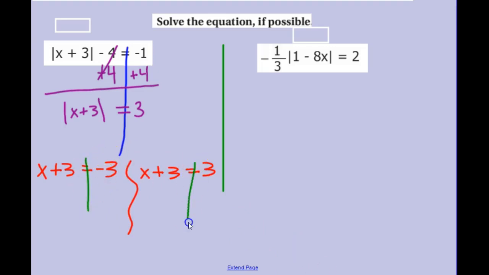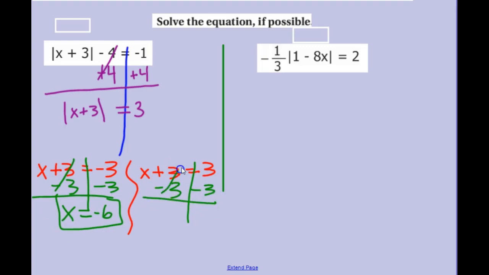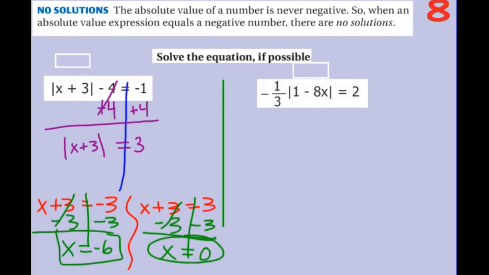So our only step to solving these is subtract 3. So we have x equals, and these are all negatives, a -6. Or same thing here, subtract 3. x could be equal to 0. 3 minus 3 is 0. And then the very last one as well.